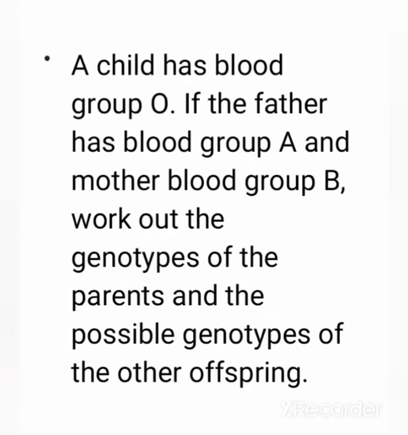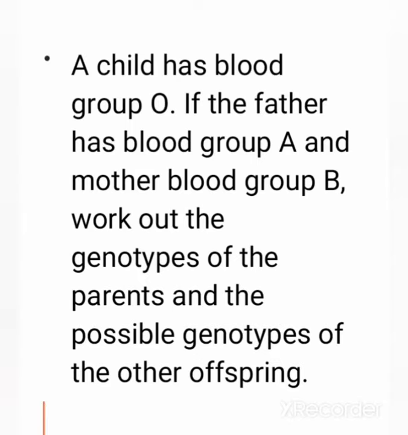Next question. A child has blood group O if the father has blood group A and the mother blood group B. Work out the genotypes of the parents and the possible genotypes of the other offsprings. In this question, the child has blood group O, the father has blood group A, and the mother has blood group B. We want to find the genotype of the parents and the possible genotypes of the other offsprings.